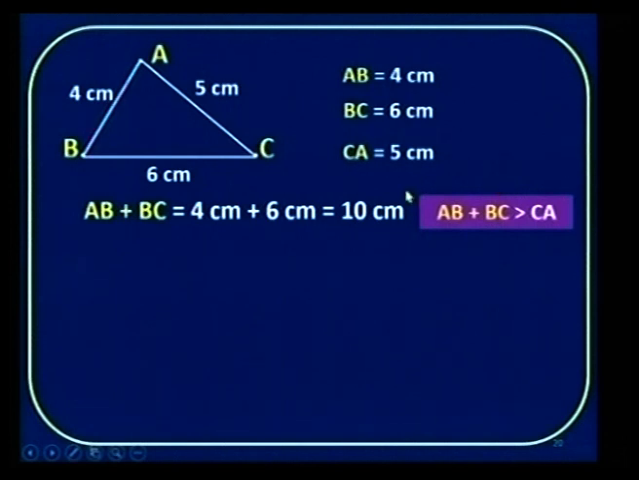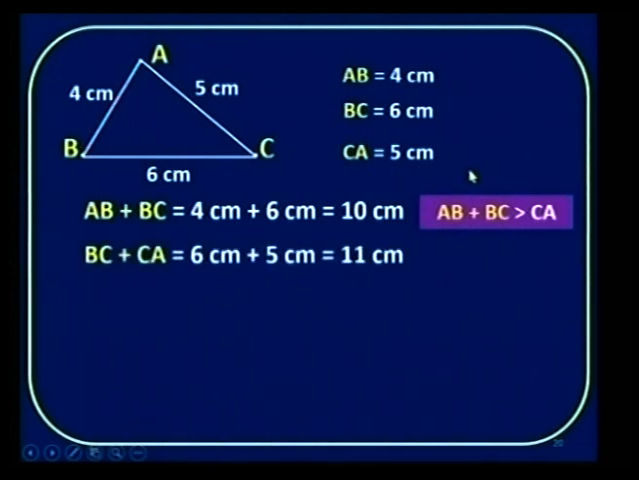Children, try to understand this. First, I have taken AB, added it with BC, and got 10. So, I have taken two line segments, added their lengths, and got the sum as greater than the third side. It means the sum of two sides is greater than the third side.